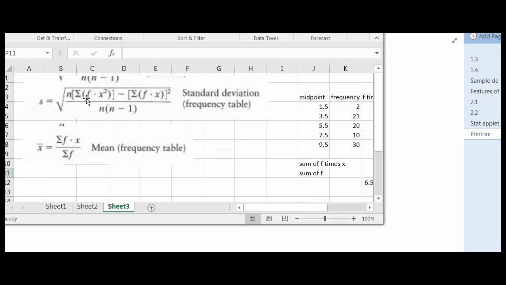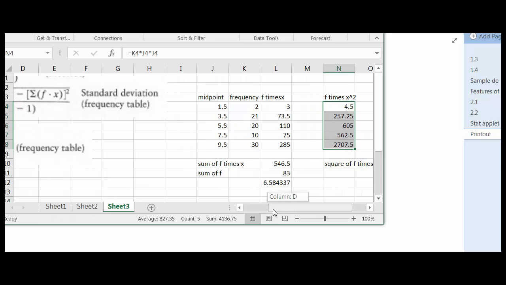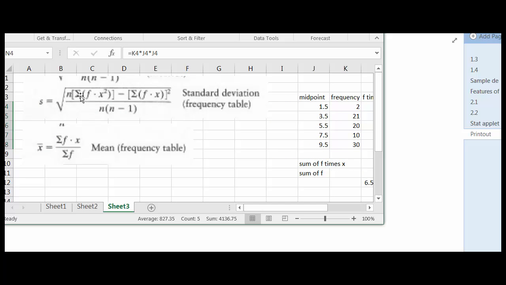Over here, I need to take f times x squared. So let me label that f times x squared. Okay, so here I want the frequency times the midpoint times the midpoint. And then I want to copy and paste that formula down. All right, and then back over here, I need to sum it and then multiply it by n.